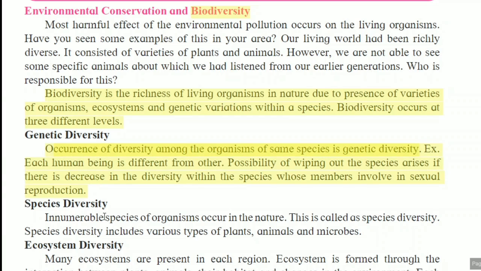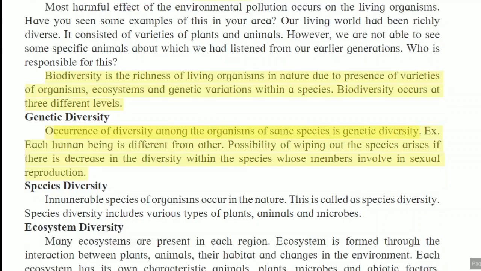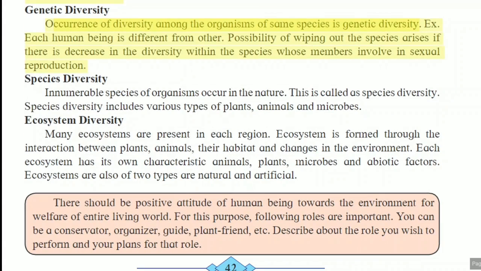Second one, species diversity. Innumerable species of organisms occur in nature. This is called species diversity. Species diversity includes various types of plants, animals and microbes, because these are all different species, and among these different species a variety is there.